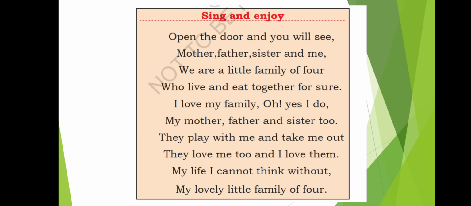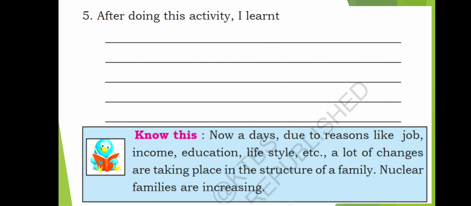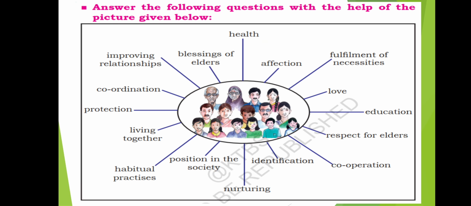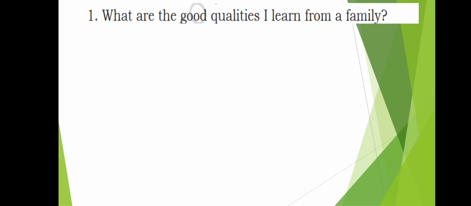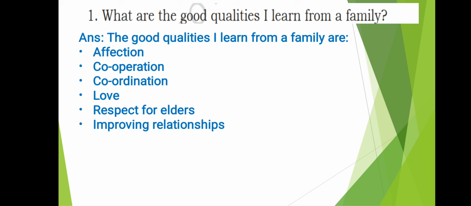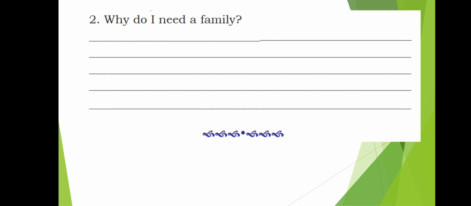Next, after doing this activity, I learned. What did we learn? We need to write that also. Answer the following questions with the help of the picture given below. What are the good qualities I learned from a family? The answer is, the good qualities I learned from a family are affection, cooperation, coordination, love, respect for elders, and improving relationships.